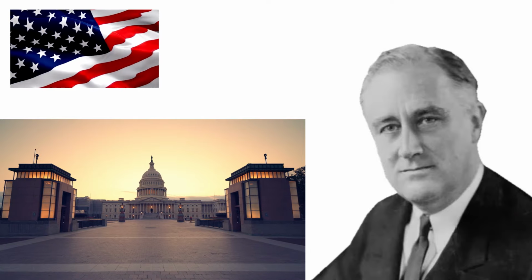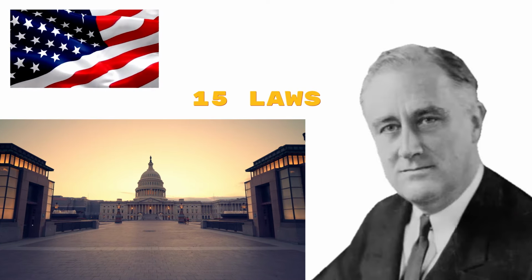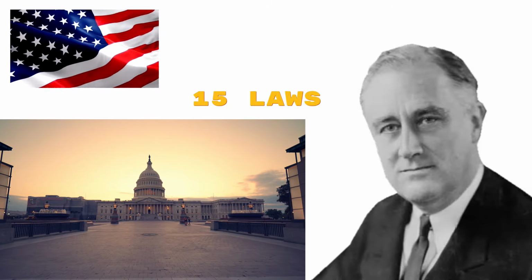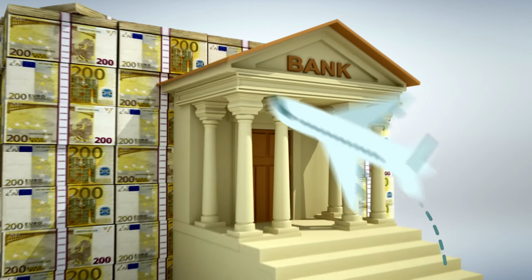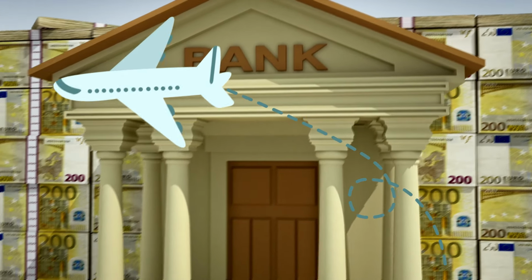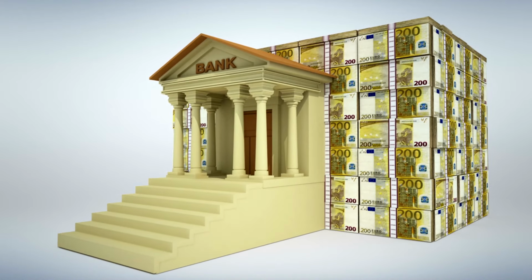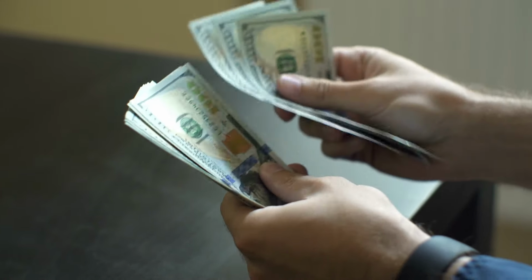He passed large numbers of major reformative legislation, 15 major laws in total in the first 100 days. On his second day of office, he ordered banks to go on holiday to stop the panic that was taking place. This act actually stabilized the banking system by allowing only financially sound banks to reopen. Within days, Americans began to redeposit their savings, and it restored confidence in the banks.